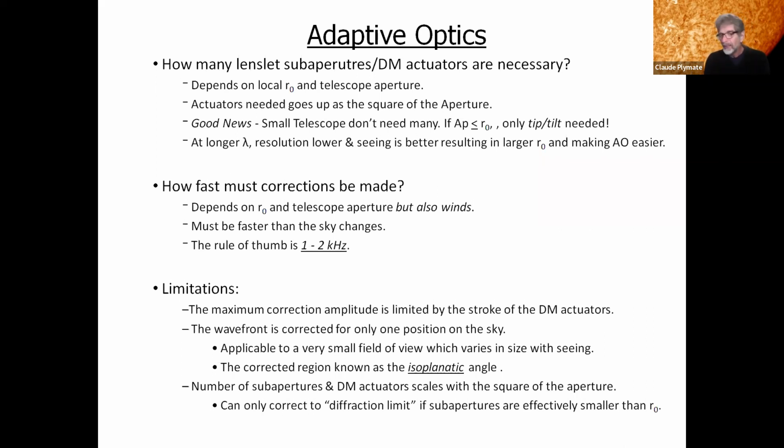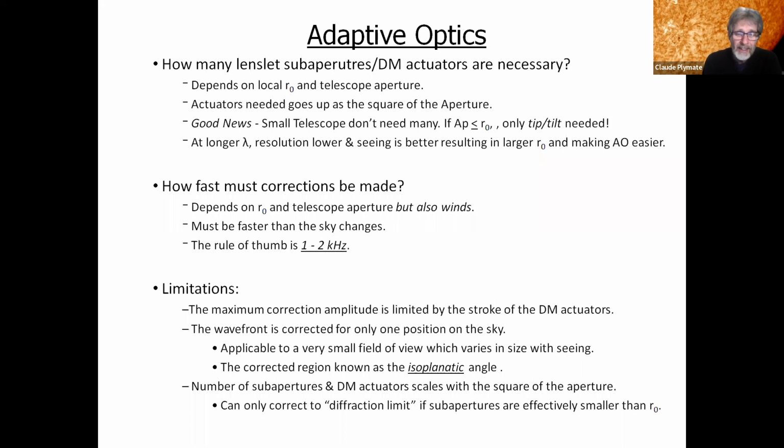And a big one that is often glossed over, at least in the media, is the fact that we are correcting for one point on the sky. We are measuring the wavefront coming from our laser guide star, the Sun, whatever. At one point, we're measuring the wavefront coming in there and correcting for that. Off to the side, the light coming from that will be coming through a different part of the atmosphere and will have a different wavefront aberration.